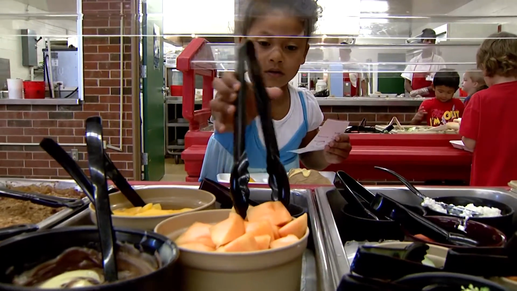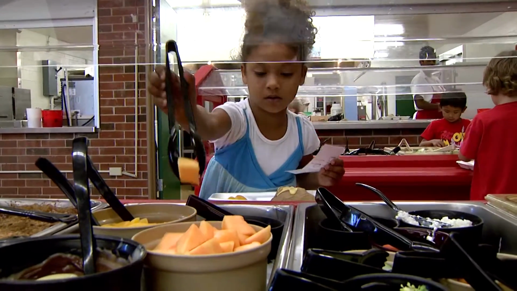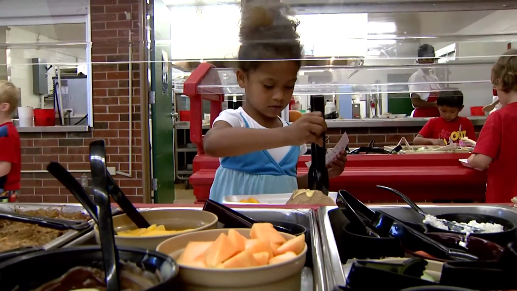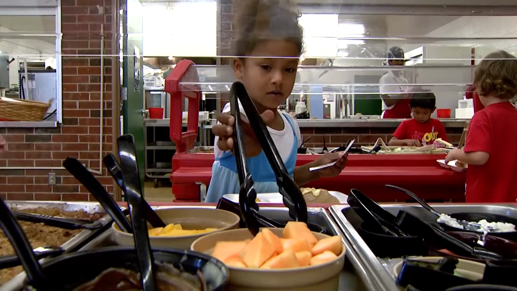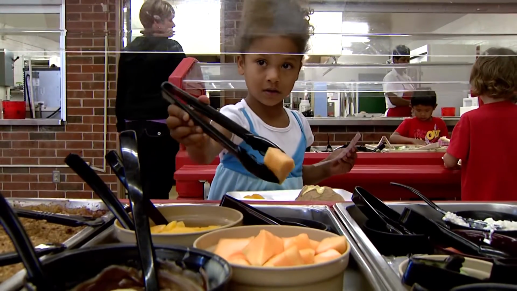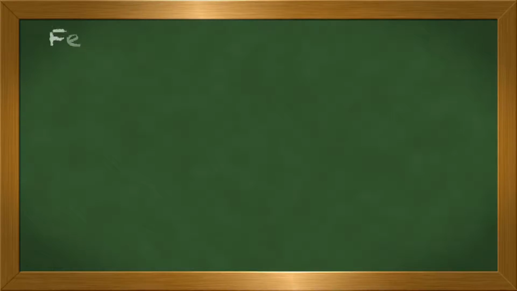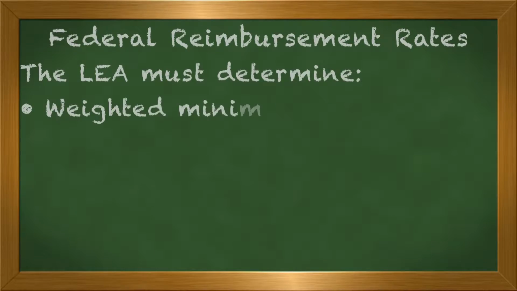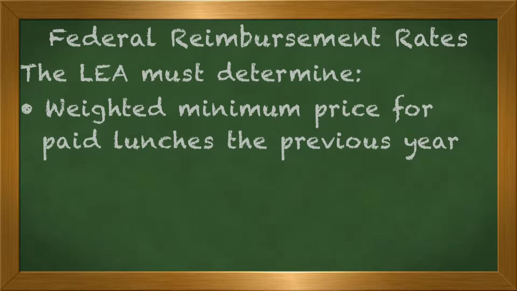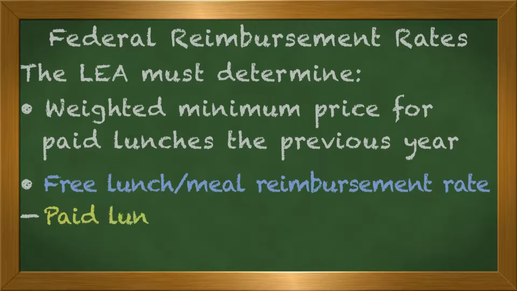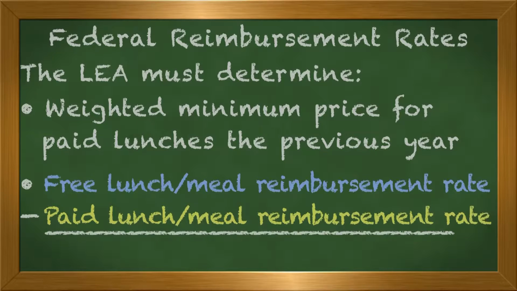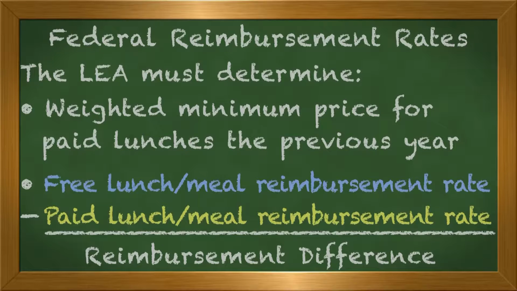When conducting a review of paid lunch equity, the state agency must evaluate the prices the LEA charges for paid lunches in relation to the federal paid and free reimbursement rates. To do so, LEAs must determine the weighted minimum price charged for paid lunches in the previous school year. The difference between the free lunch per meal reimbursement rate and the paid lunch per meal reimbursement rate in effect for the previous school year is called the reimbursement difference.